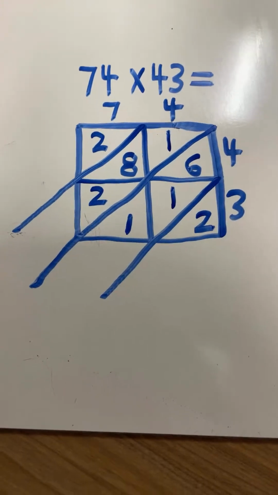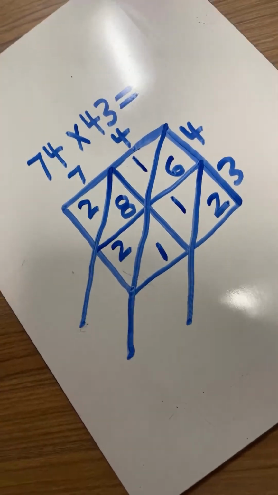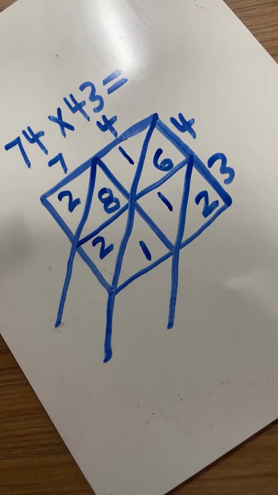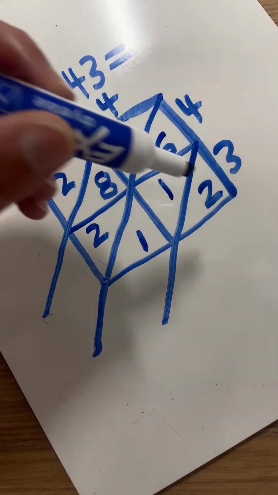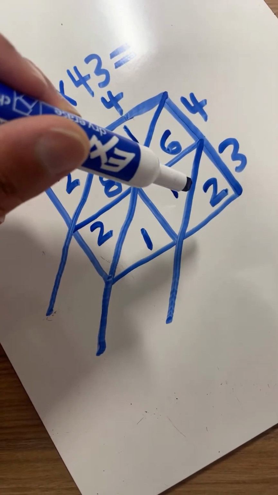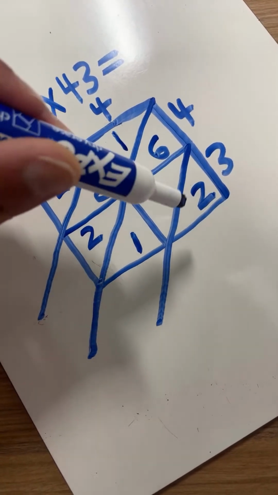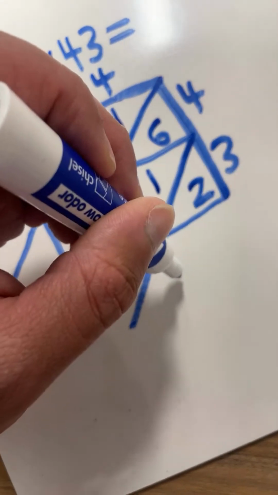Next step, we're going to add the numbers going across the diagonal lines. So we're adding all of the numbers inside the squares that go across the diagonal line. This first diagonal line represents the ones place. The only number inside the square going along the diagonal line is a 2. So we have a 2 in the ones place here.